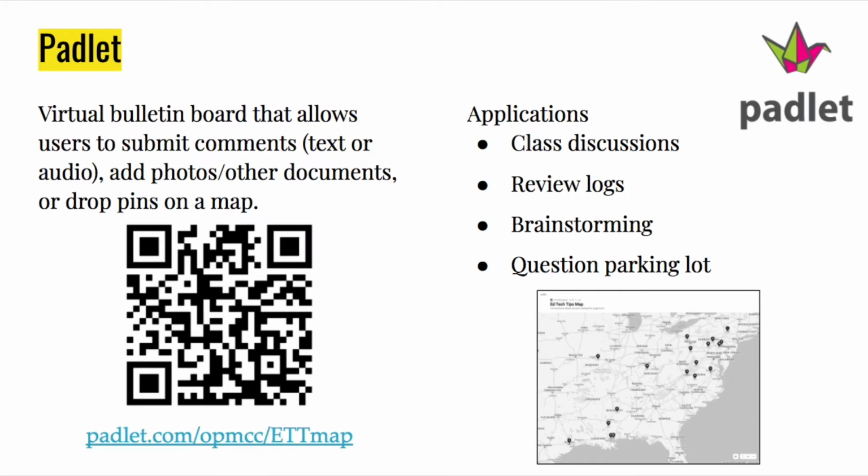Our final virtual bulletin board, whiteboard platform we're going to talk about is Padlet. Now, this bulletin board allows users to submit comments, text or audio. They can add photos or link documents, or they can drop pins on a map. So again, I'll ask you to take out your cell phone, open up your camera app, and focus on that QR code, or simply type in that URL that you see at the bottom, and drop a pin on the map to see how Padlet works.